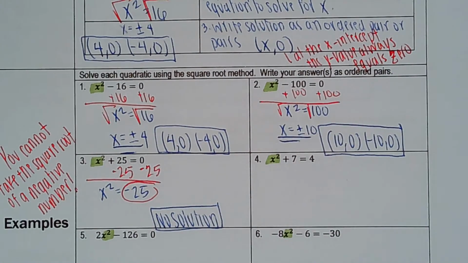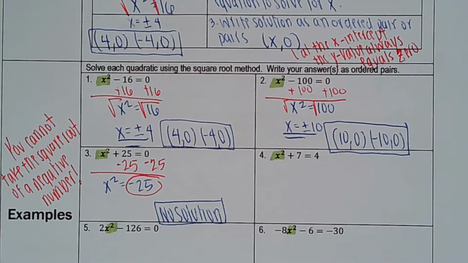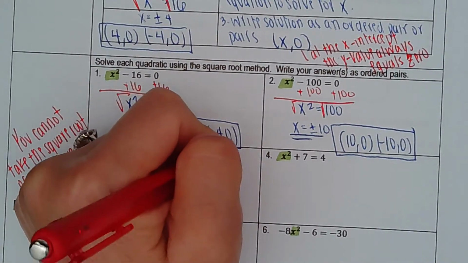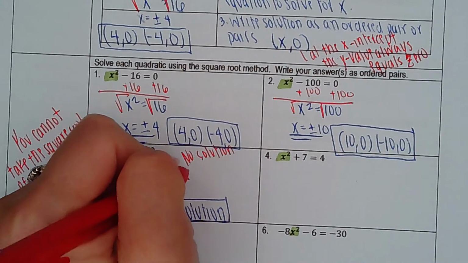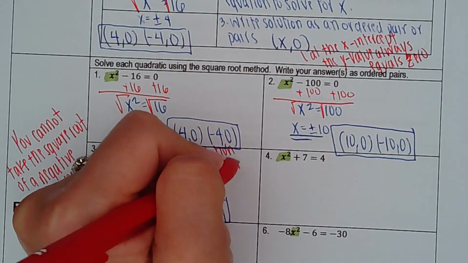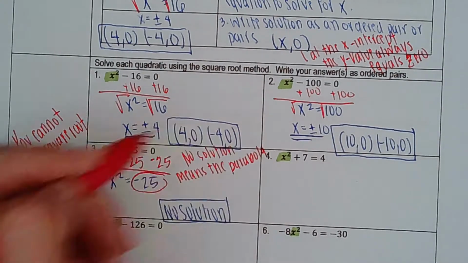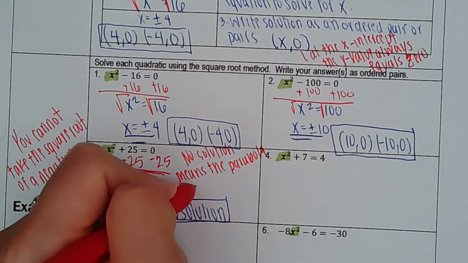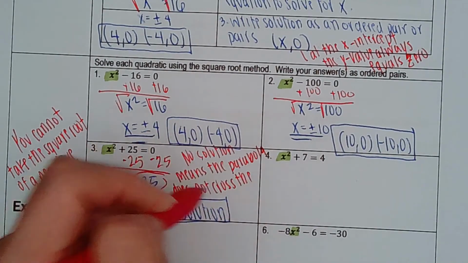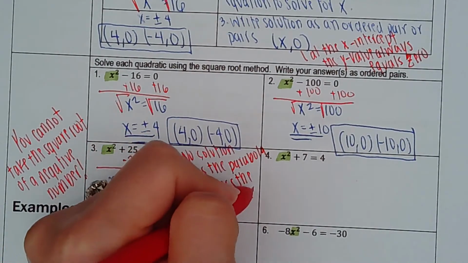No solution means the parabola does not cross the x-axis.